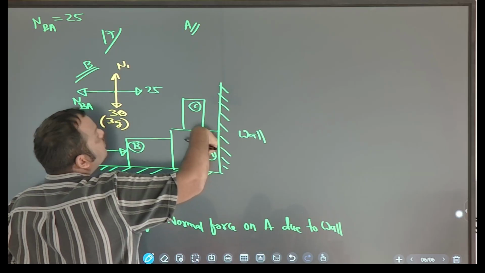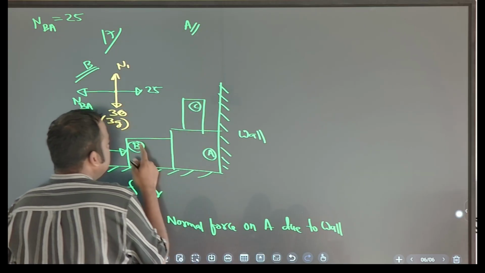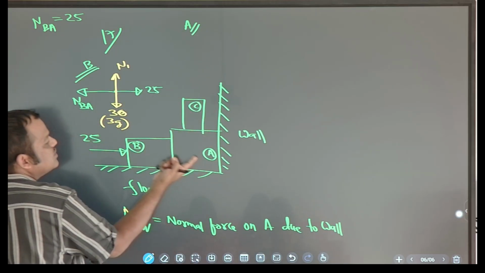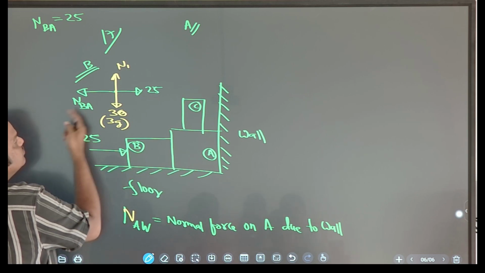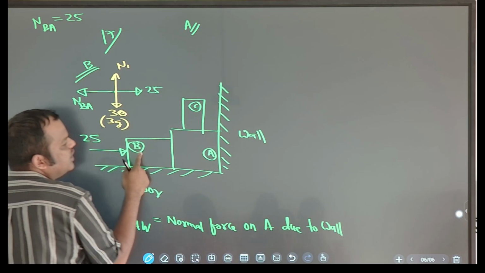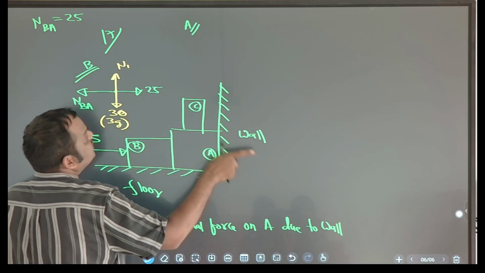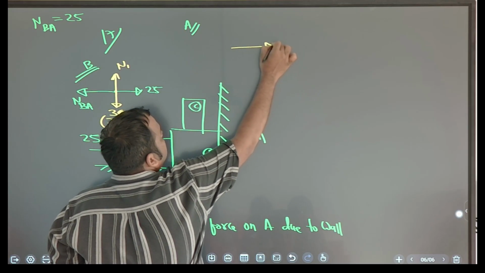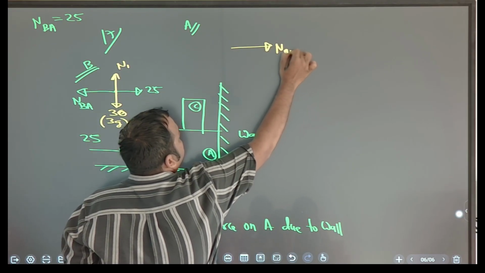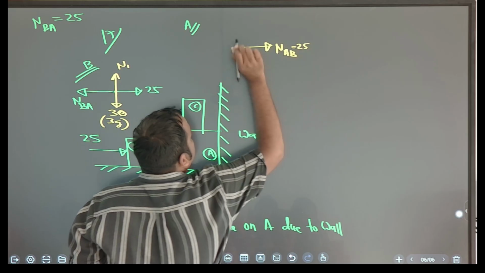Now for A, A exerts normal on B, how much? 25. So B will exert normal on A, to the right side, 25. So this is the normal on A due to B. So that is equal to 25.